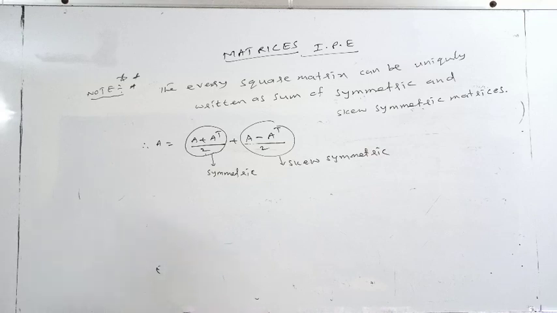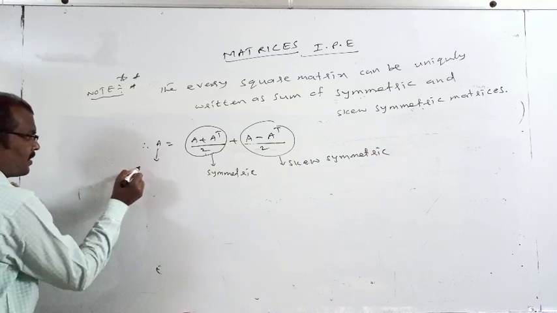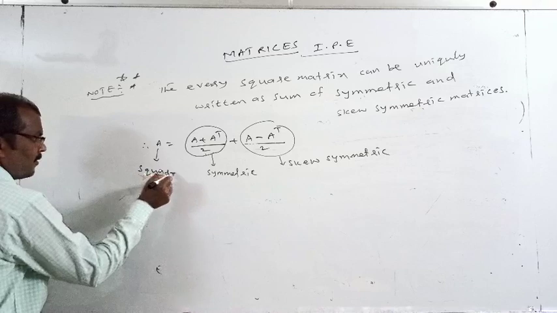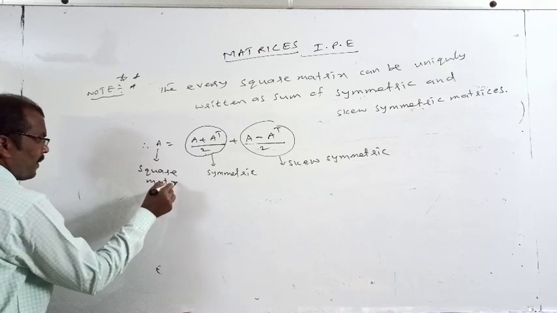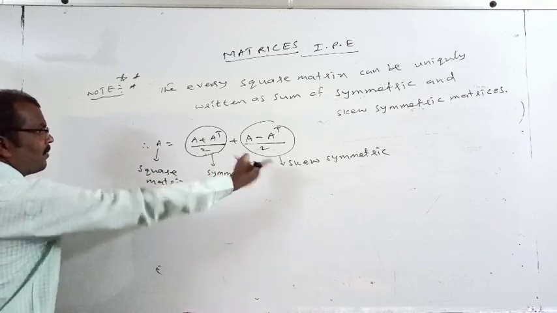So what is the name of the LHS? Just a square matrix, equal to the sum of symmetric plus skew symmetric.